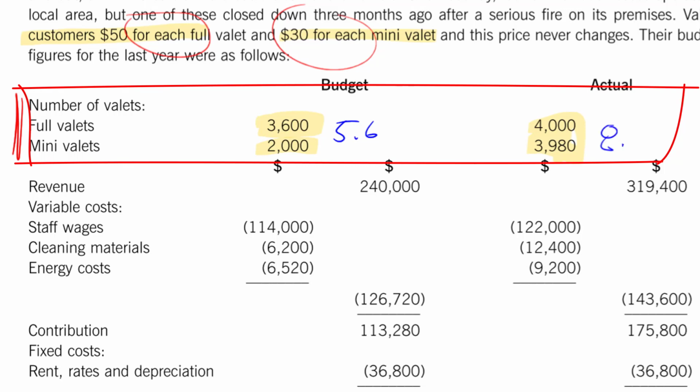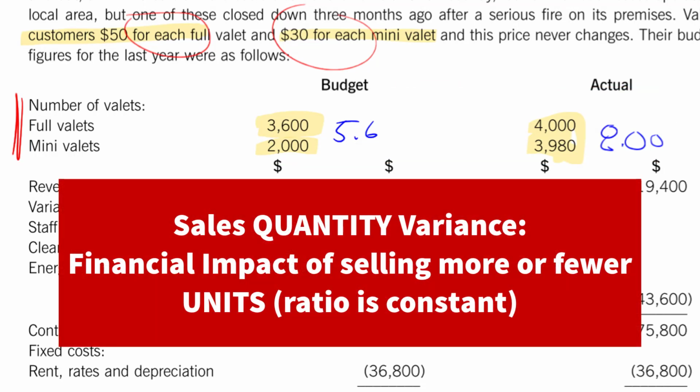Guys, the sales quantity variance is going to tell us the difference due to selling more or fewer total units. We sold more, so the quantity variance will be favorable.